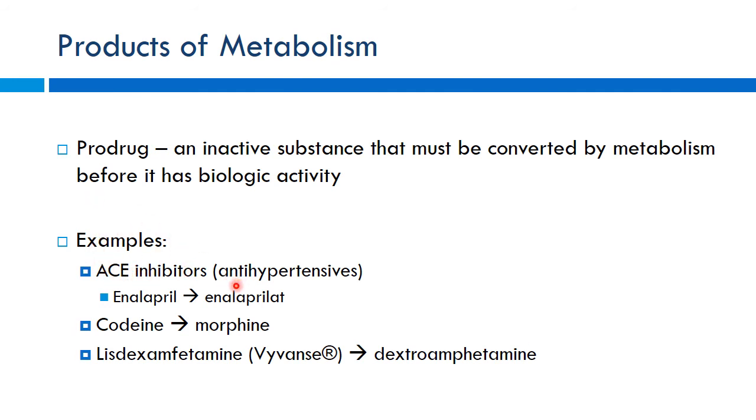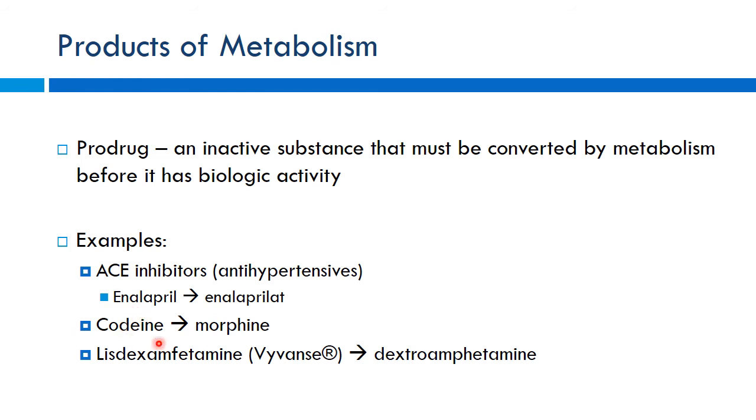Another good example is things like ACE inhibitors. So these are really good antihypertensives. You're going to see these used quite a bit for your diabetic patients and patients with CHF and all kinds of patients. Basically, we give these in the inactive form, and then the liver is going to metabolize them over to the active form. So enalapril turns into enalaprilat. That's the active form that can actually lower blood pressure.